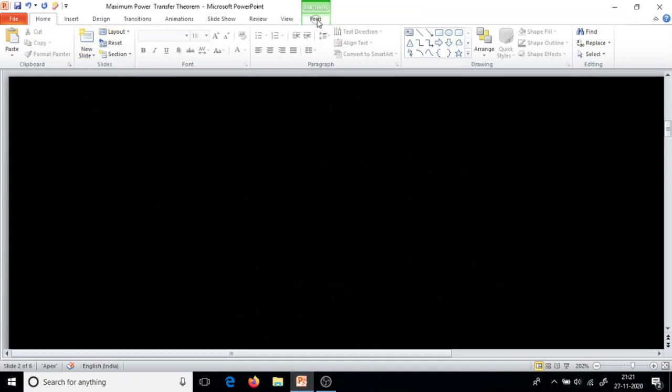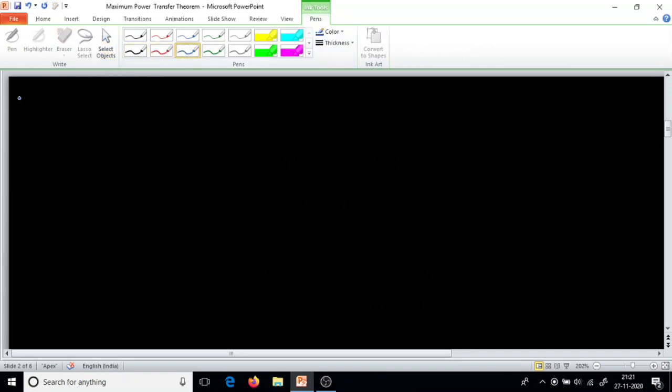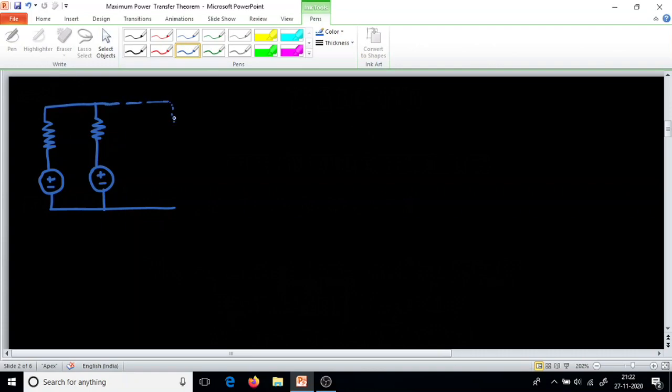What is Millman's theorem? See, if the circuit consists of a number of parallel branches, then we make use of Millman's theorem. So this is one parallel branch, we have one more parallel branch, like this. We have a number of branches.